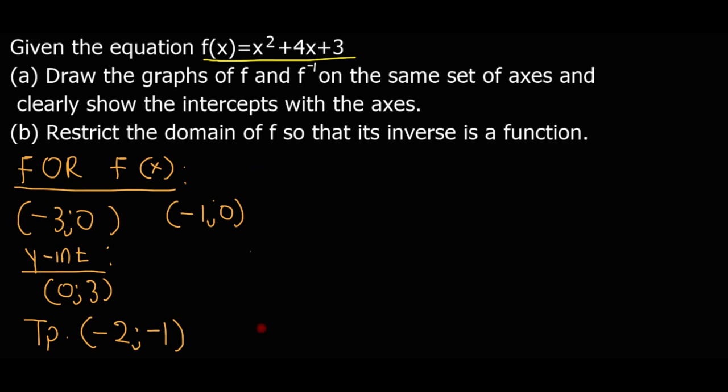So now to draw the graph, to draw the inverse we will interchange these points. But first, let me redraw f of x. We have negative 3 and 0 here. And then negative 1 and 0, which is the x-intercept. And then the y-intercept is 3. And then the turning point is negative 2 and negative 1, it's here. So now, to get that shape, the graph will be something like this.